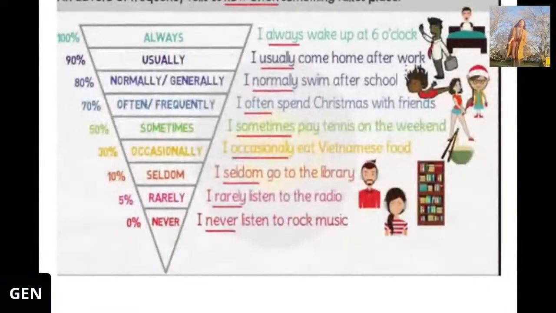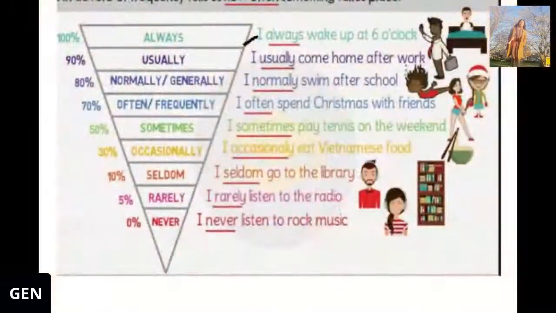The first one means always. For example, I'm going to give you one example: I always wake up at 6 o'clock. That is 100%, you always wake up. That's like every day you wake up at 6 o'clock. So that's 100%.